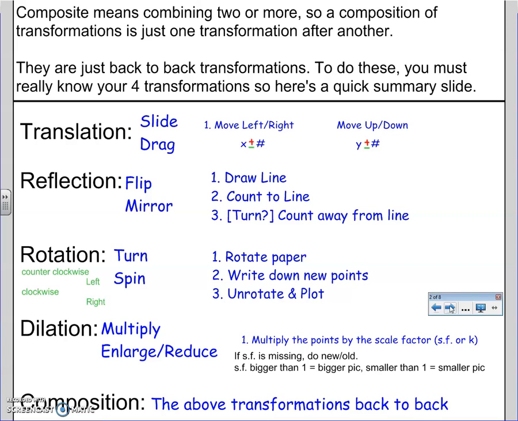Rotations are the turn or spin. We have counterclockwise going to the left, clockwise going to the right. The 3 steps are to rotate your paper, write down the new points, unrotate and plot. Then came the dilation, that's just multiplying. Whether the picture gets bigger or smaller, you just multiply all the points by the scale factor, which is SF or K. If the scale factor is missing, do new over old. Bigger than 1 means bigger picture, smaller than 1 means smaller picture. Ignore the negative sign. Like I said, composition, just the above transformations, back to back to back to back.